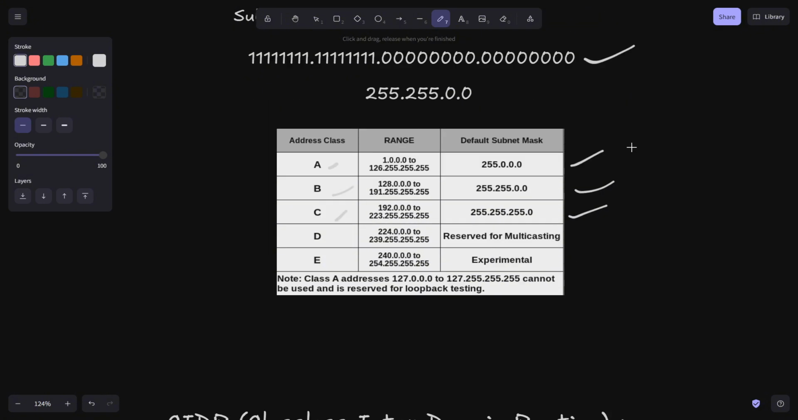If you want a network that requires a larger number of hosts, then we need to use class A. Or if you are using a network that requires fewer hosts, we can go with a class C network, because only a limited number of hosts are available in class C.